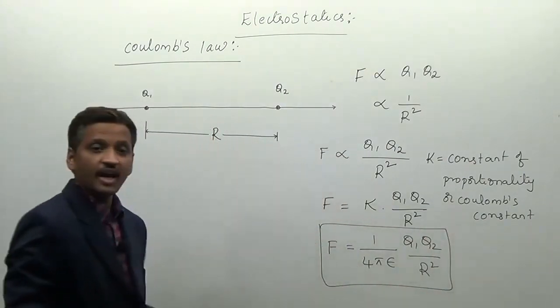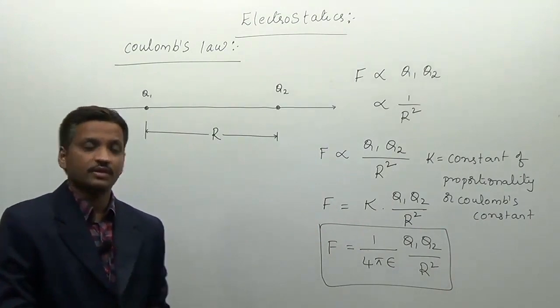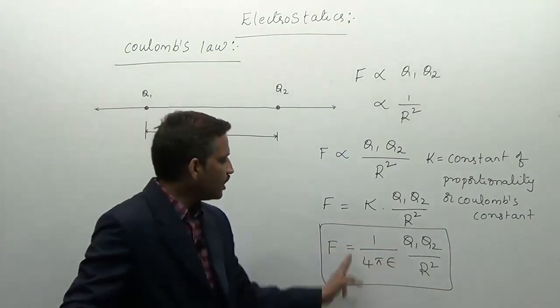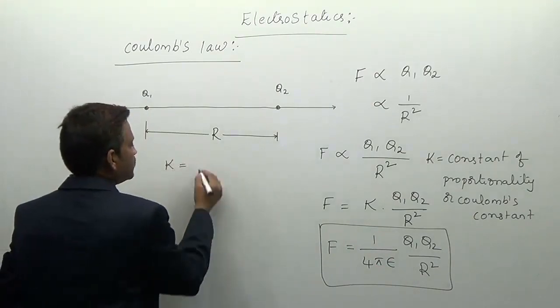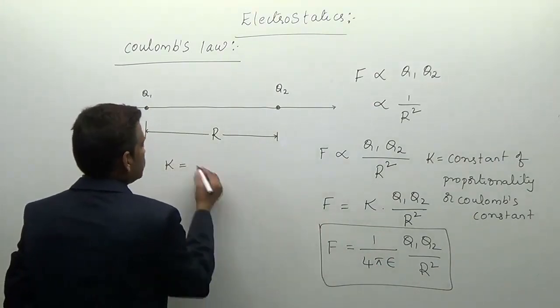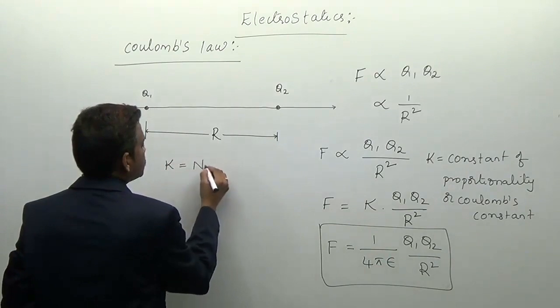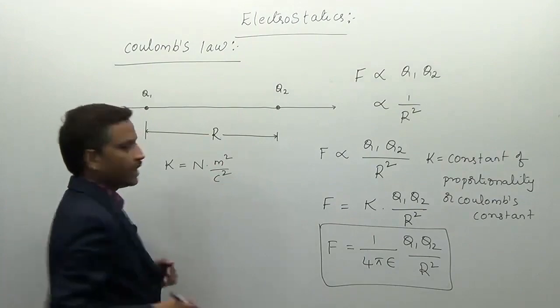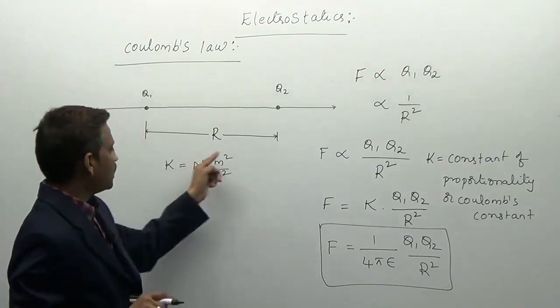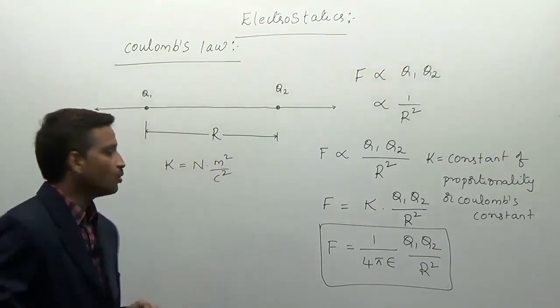But how is this epsilon going to compensate the units? Or this entire k, what will its units be? The k units will be equivalent to, since we are putting it in the numerator, newtons into meter square per coulomb square. The unit of k is Newton meter square per coulomb square.